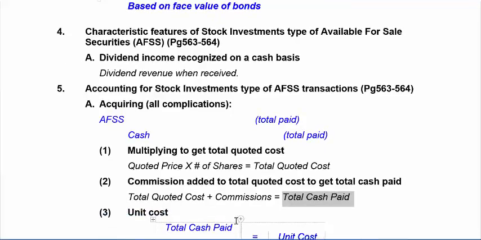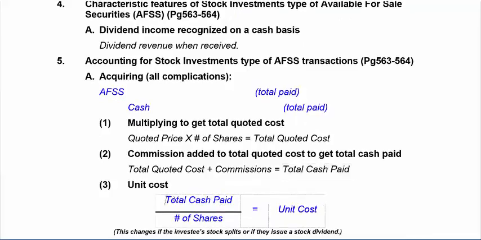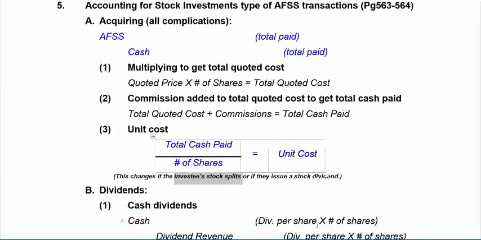At this point, you want to compute the unit cost per share of stock, because you're probably going to end up selling it somewhere down the line. So the total cash that you paid divided by the number of shares you bought will give you the unit cost. Now, this cost can change. If the company that you've invested in stock splits, or if they do a stock dividend, then it's going to change on you. You'd have to recompute because you'd have a new number of shares and the unit cost would come out differently.